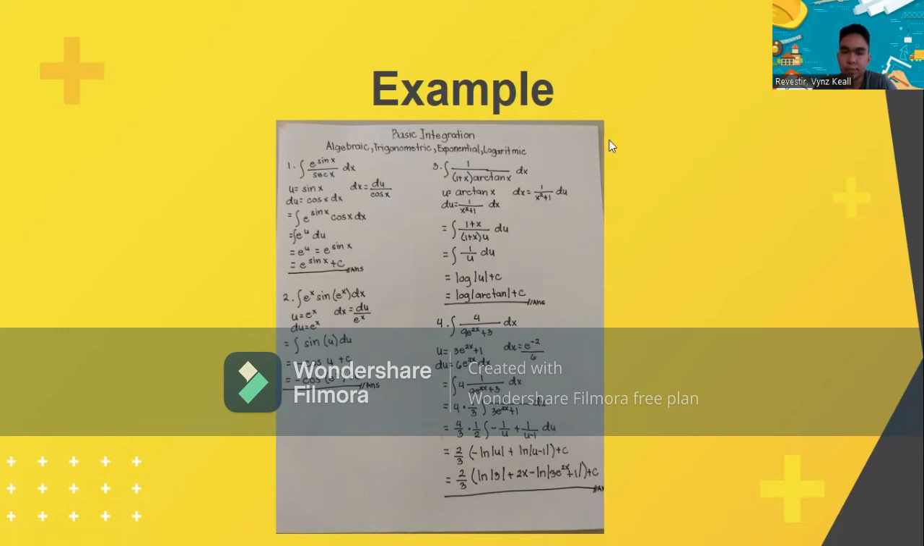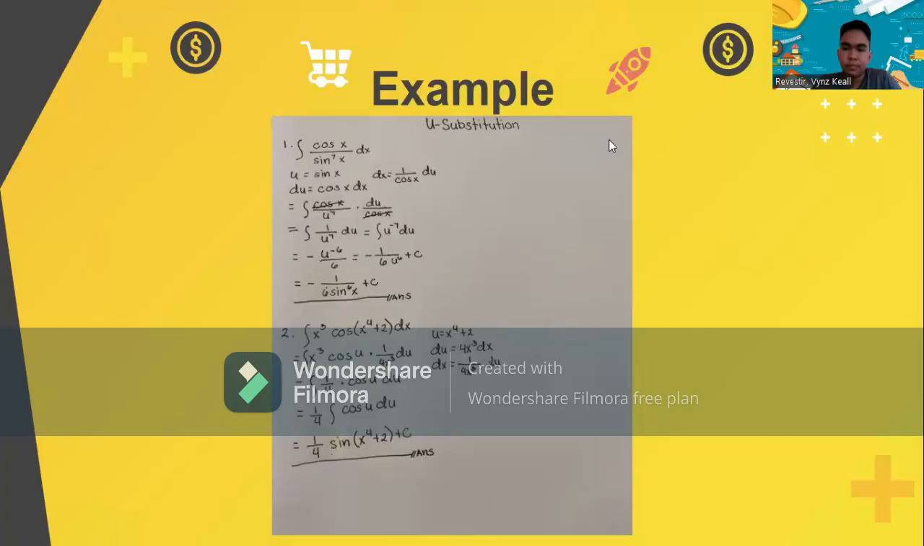Next. U substitution. During our basic integration, we used u substitution in solving the 4 problems. So now we're going to do it again. We're going to solve the integral of cosine x over sine raised to 7 x dx. We're going to substitute u for sine x, and the derivative of sine x is equal to cosine x, and dx is equal to 1 over cosine x du.